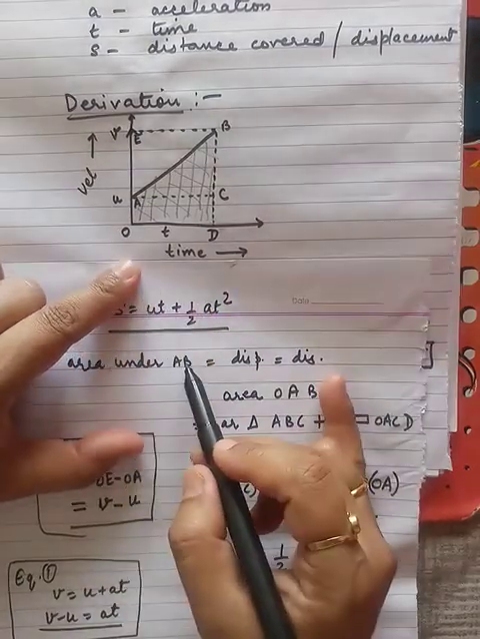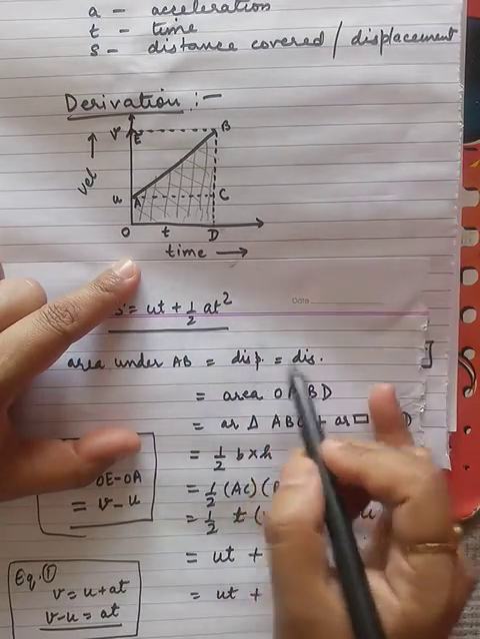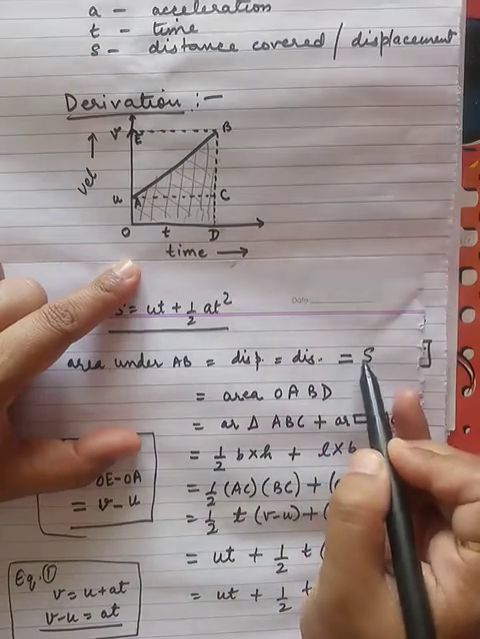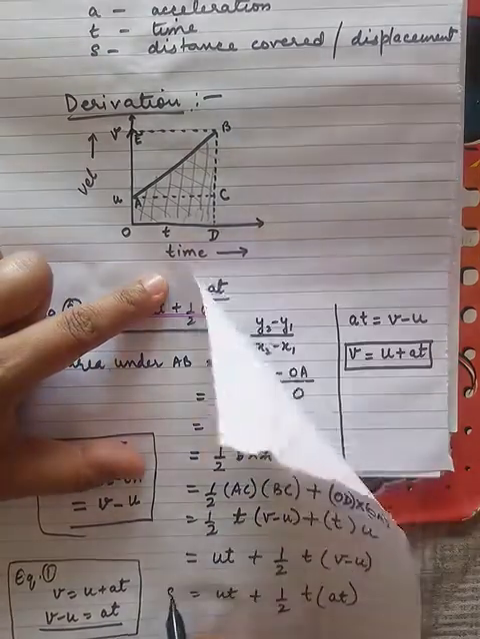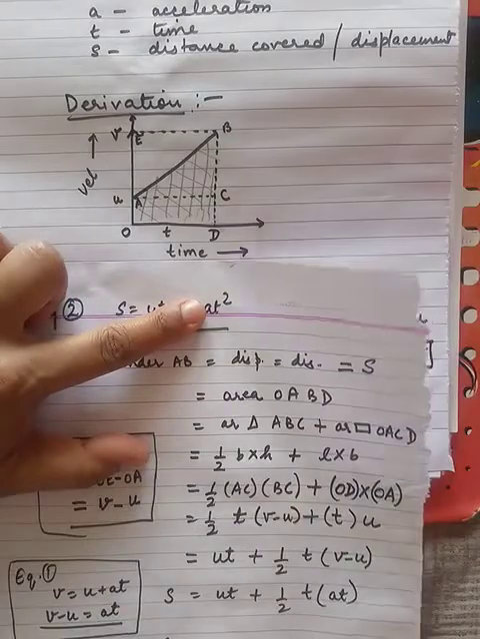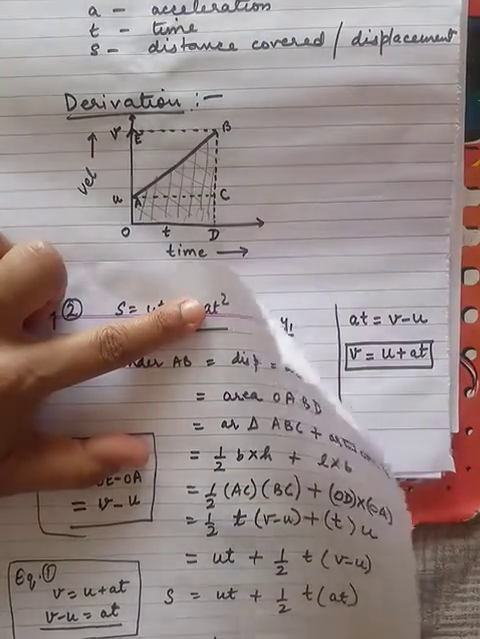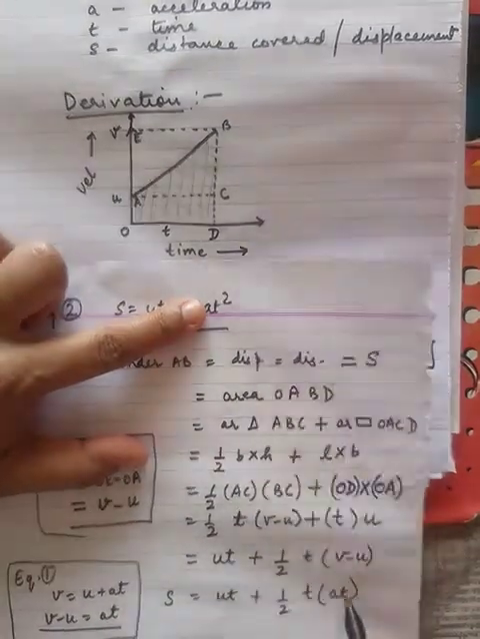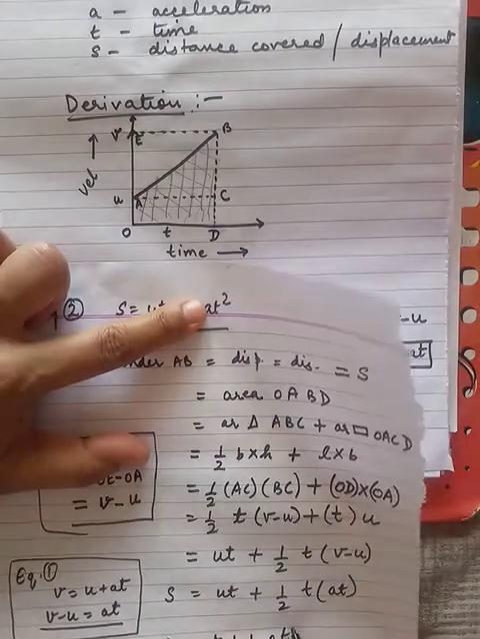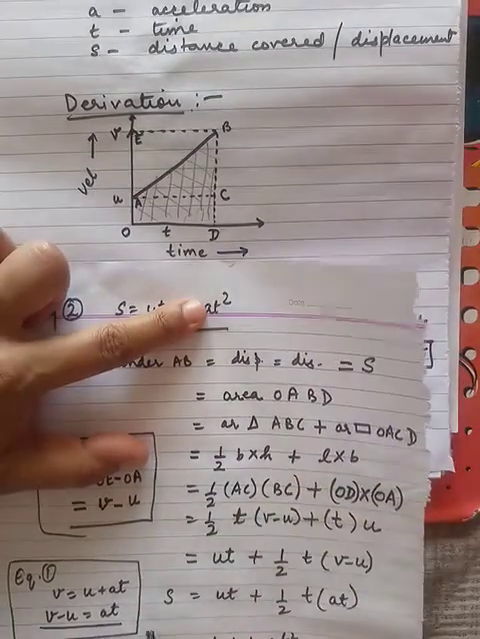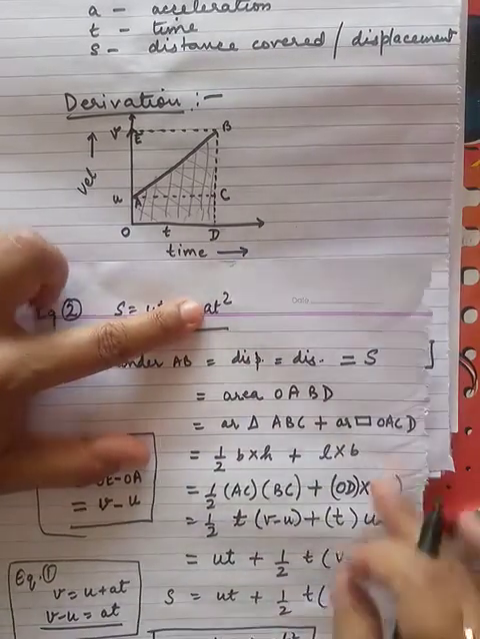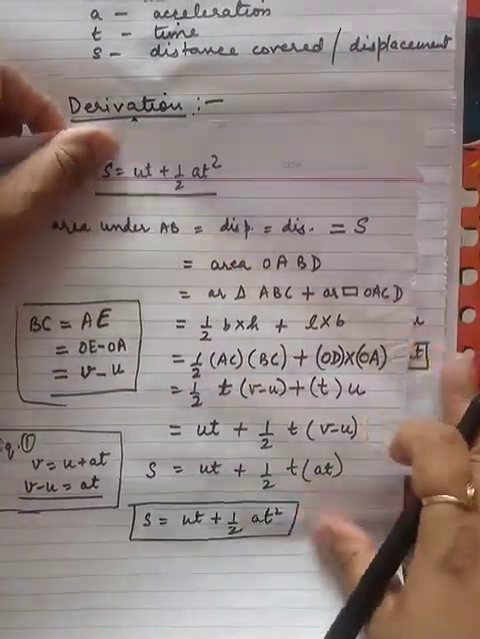Area under AB, what was area under AB? It was displacement. Displacement can be represented as S, so it will be S over here. So the equation becomes S is equal to ut plus half a t square. Okay, this is your second equation of motion derived.